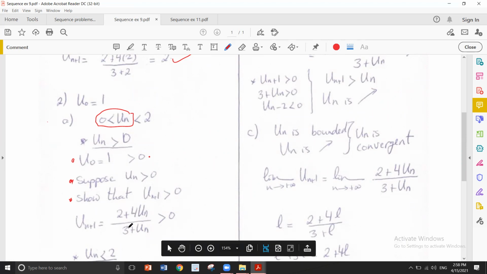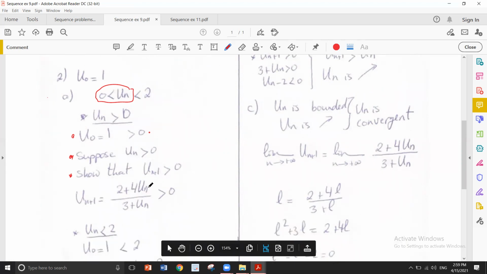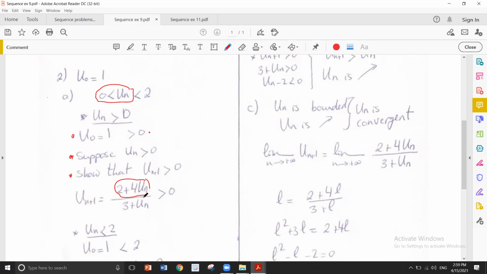So u n plus 1 is equal to 2 plus 4 u n over 3 plus u n. u n is positive, so the fraction is positive since u n is positive. So u n plus 1 is greater than 0.